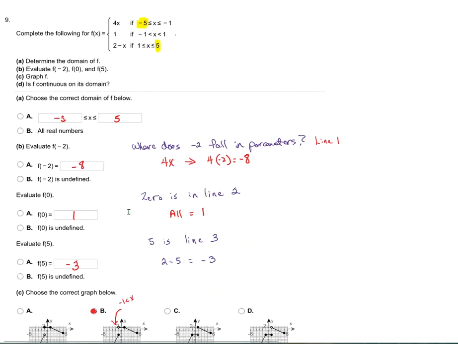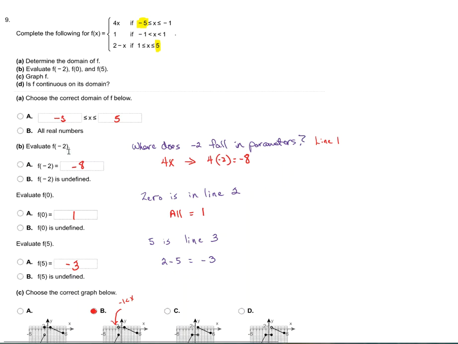All right, complete the following. Here's our piecewise function. Determine the domain. When you want to do that with a piecewise, you find the first value that you're talked about in your parameter and your last one. So x has to fall between -5 and 5.